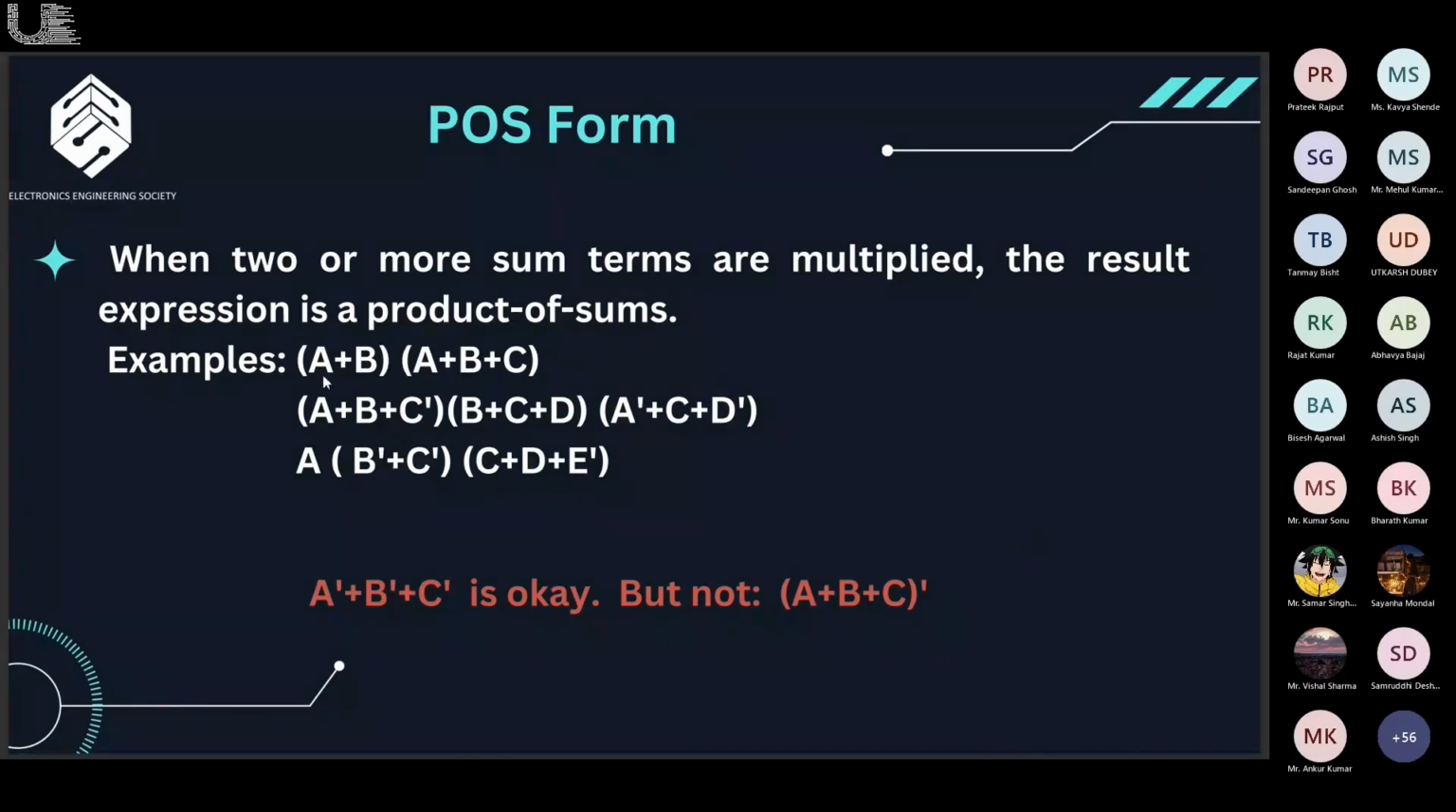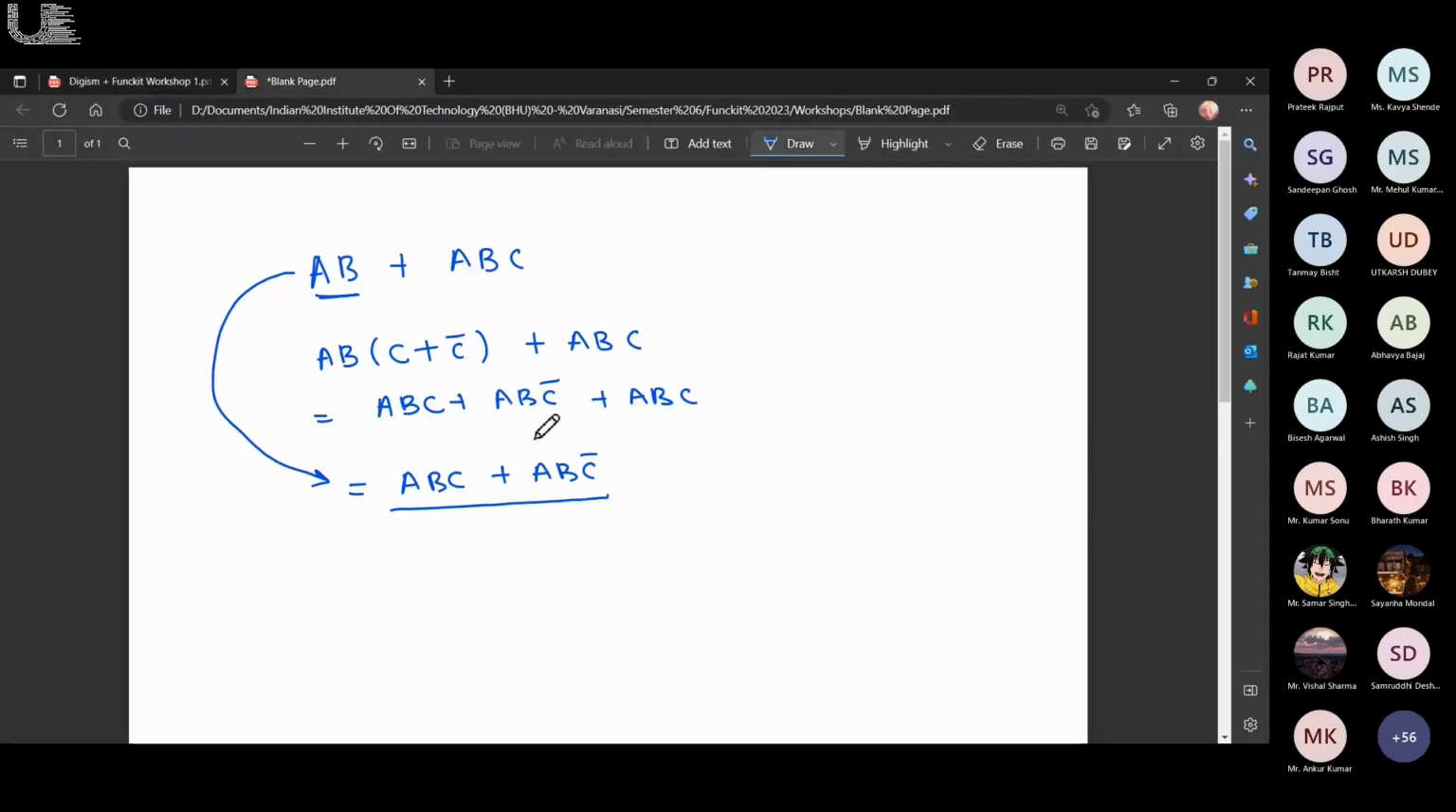For example, here is a given expression: (A + B)(A + B + C). Here you can see that the second term contains all three variables A, B and C, but the first term does not contain C. So to convert it into POS form, we can convert it like this: in the first bracket, we can write A + B + C·C'. We know by Boolean laws that C·C' would be 0 itself, so it would not alter the value of the first bracket.